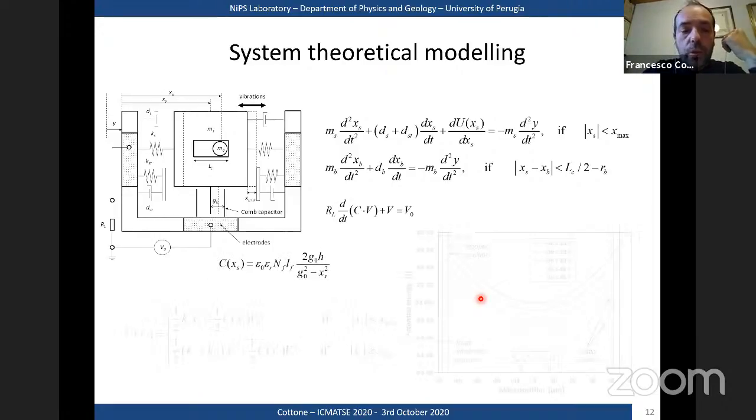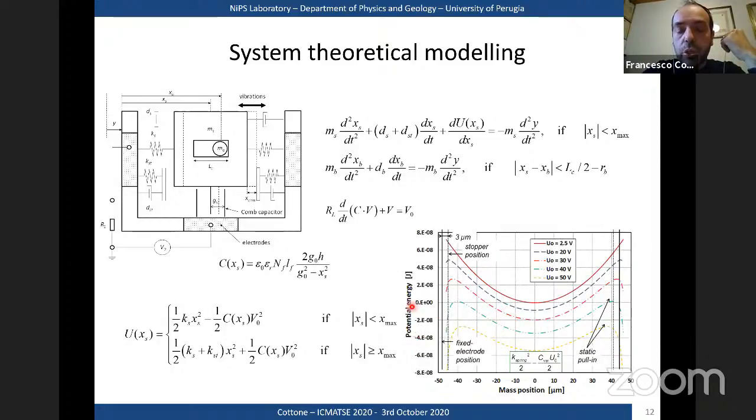In addition, you can see here the plot of the effective elastic potential energy of the seismic mass as a function of the mass position. As you can see, by changing the bias voltage, that is, the static potential difference provided to the two electrodes of the comb capacitor, we change the shape of the effective elastic potential well of the system. So we change the dynamics of this oscillator.